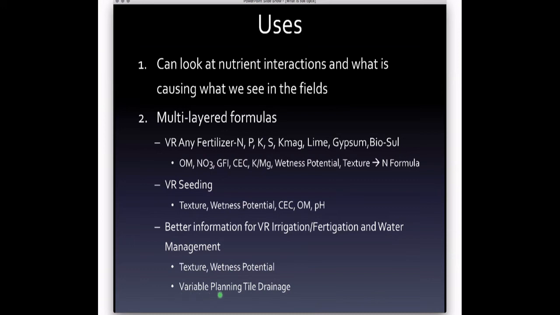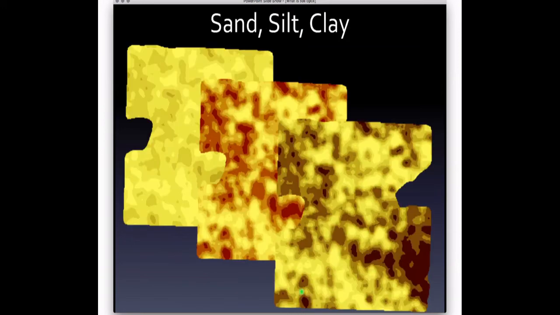We've actually done some variable planning of tile drainage and suggested to the grower, in this area, put your tile tighter, in this area, wind it up. In this other area of the field, you don't really need any tile at all.